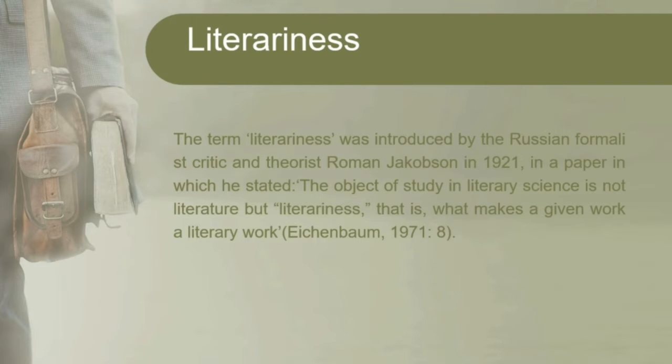Literariness. The term literariness was introduced by the Russian formalist critic and theorist Roman Jakobson in 1921, in a paper in which he stated, the object of study in literary science is not literature but literariness. That is, what makes a given work a literary work. Based on Bound, 1971, page 8.